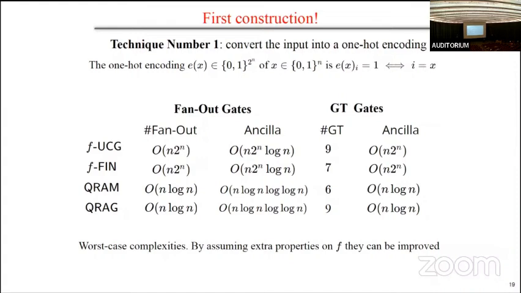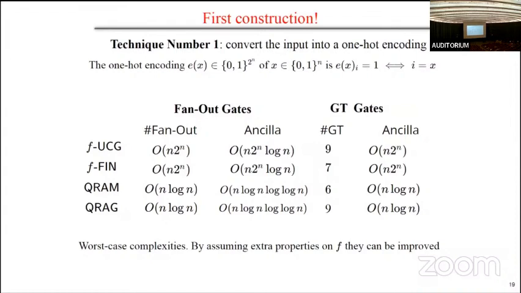And the rest of the string is all zero. So it's basically like a massive string of Hamming weight one. And using this construction, we propose that it will have these kinds of resources. For example, you can construct any FUCG by using this many fanouts and ancillas, or only 9 GT gates and this many ancillas. And same with fanin, similar number of resources and slightly fewer GT gates.